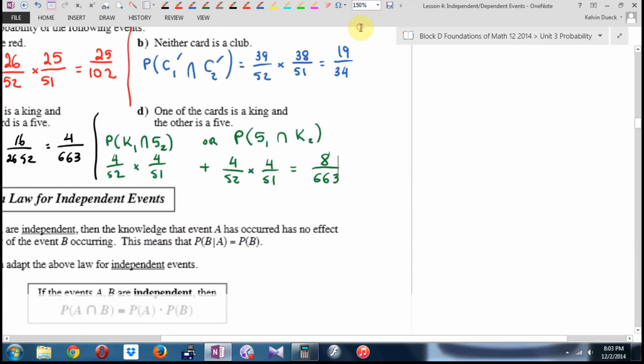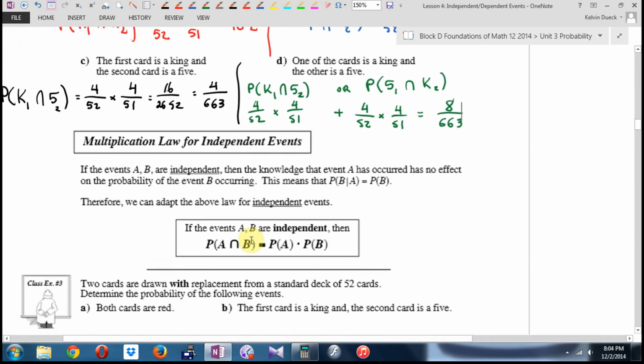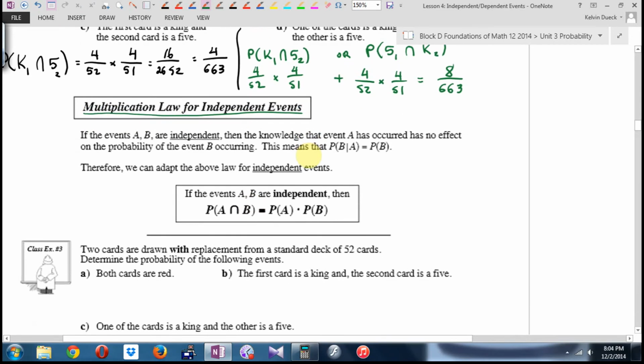And means multiply. What if they're independent? You know what? Independent is actually easier. It's still going to be a multiplication law. It says this: if events A and B are independent, then the knowledge that event A has occurred has no effect. All this means is that the probability of B given A is actually just the probability of B. You don't care whether A occurred or didn't occur. You just need to know what are the odds of B occurring.